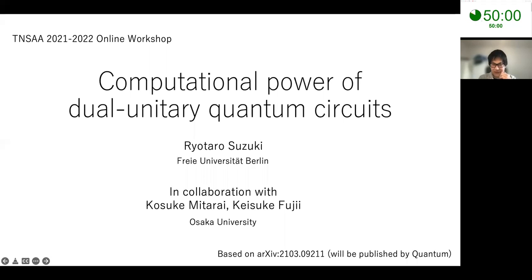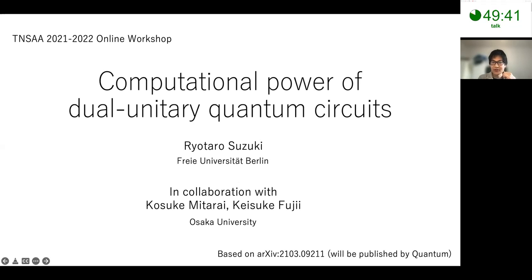In this talk, I'd like to talk about an application of tensor network to quantum computation. It's not a simulation algorithm, but we have described a quantum circuit by tensor network language, and we have investigated the computational complexity of this quantum circuit.